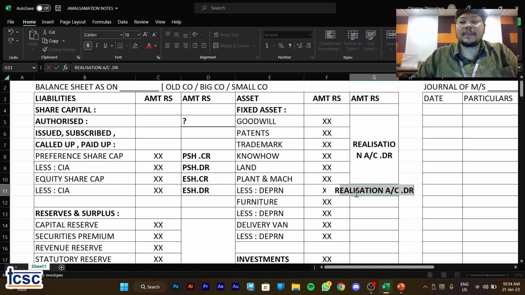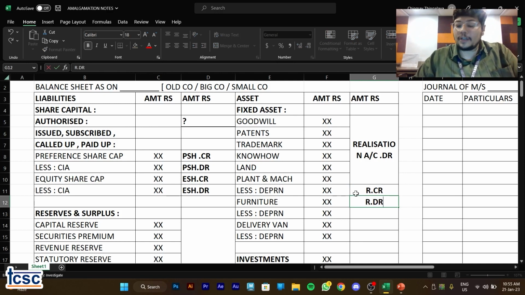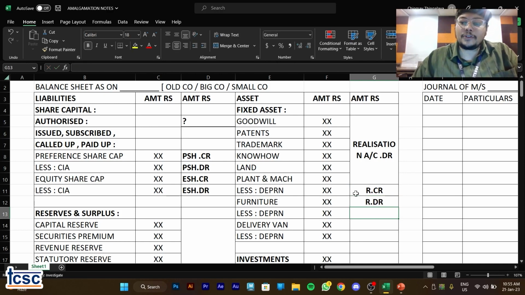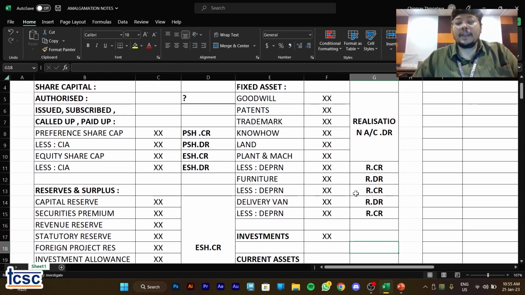Depreciation, where a specific disclosure is there, we will transfer it into realization account credit. Furniture, again realization debit. Depreciation, again realization credit. Delivery van, the cost part will be realization debit, depreciation will be realization credit. Investment is again an asset, so realization debit.